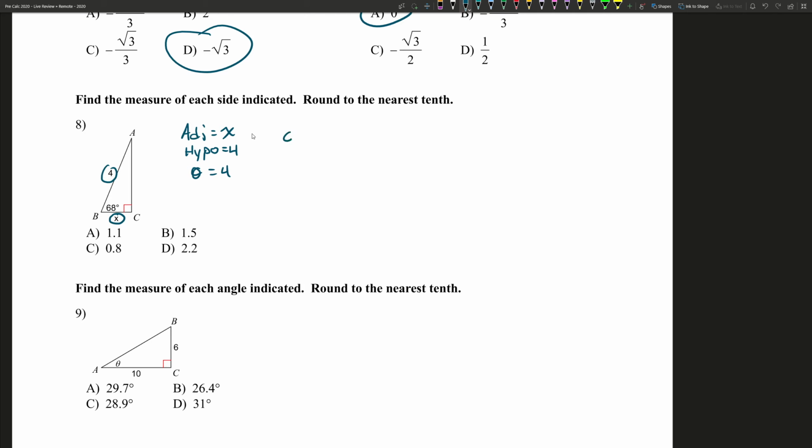That'd be cosine. Cosine, sorry, this should be 68. So cosine of 68 degrees is equal to x over 4. If we solve for x here, we have 4 times the cosine of 68. Once you get here, you go to your calculator and make sure you're in degree mode. Hit mode, go over to degrees, highlight that, and then do 4 times the cosine of 68. You get 1.5, really 1.498. 1.5 though is the answer.